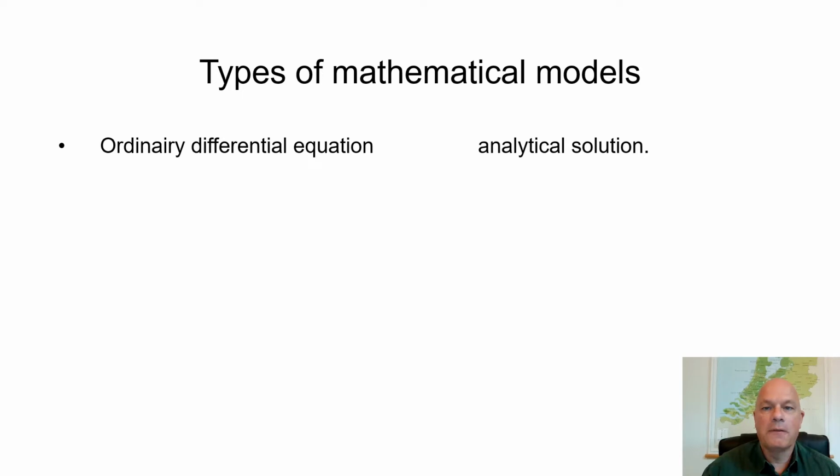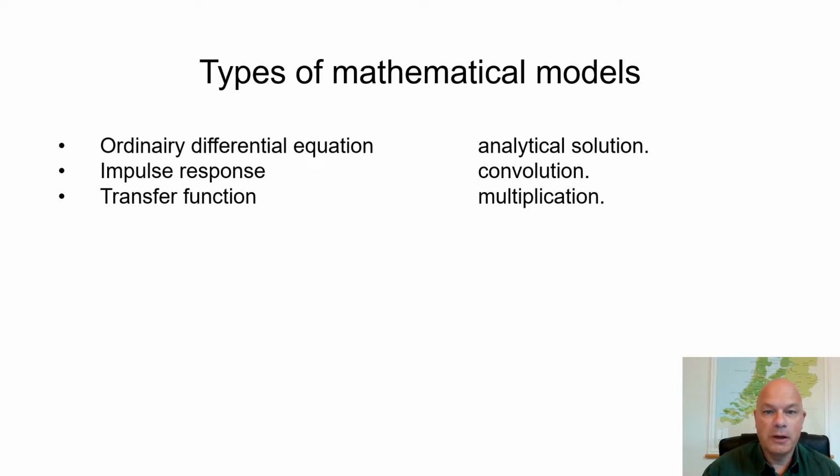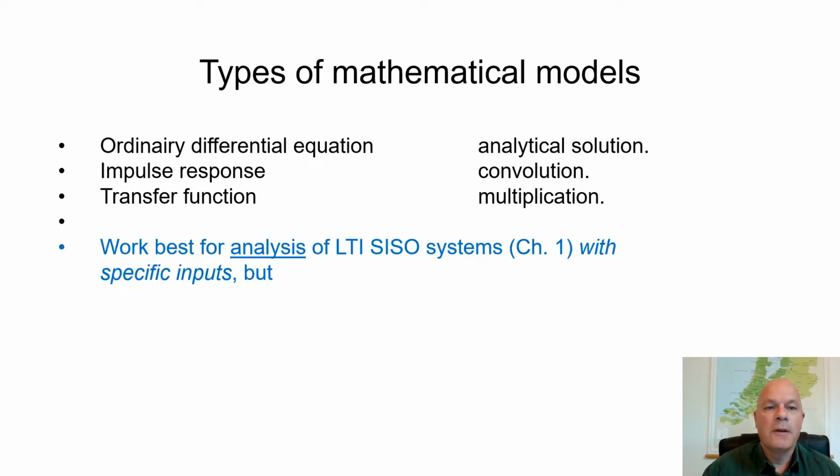I've mentioned ordinary differential equations, and we usually tackle those via an analytical solution. You've heard about the impulse response and convolution. You've heard about the transfer function, where you can simply use a multiplication, but then you need to transfer back and forth, for example, Laplace or Fourier transforms. And these techniques work best for the analysis of linear time invariant single input, single output systems. And they work best for specific inputs, for example, a step or an impulse or a ramp.